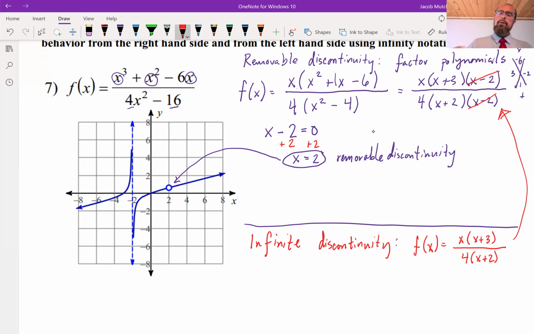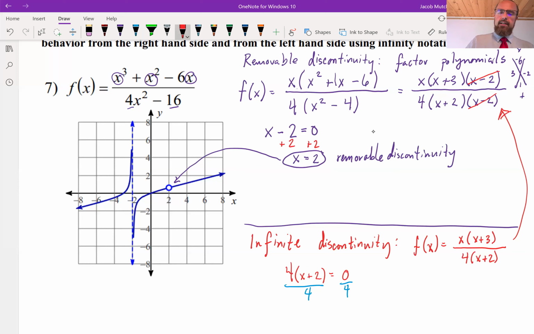I don't want to include that canceled x minus 2 because I've already identified that that's a removable discontinuity. So for the infinite discontinuity, remember from our previous example, you take the denominator, so in this case 4 times x plus 2, and set that equal to 0. And then I want to solve that. So here I'm going to divide by 4, and it kind of gets swallowed up by the 0.